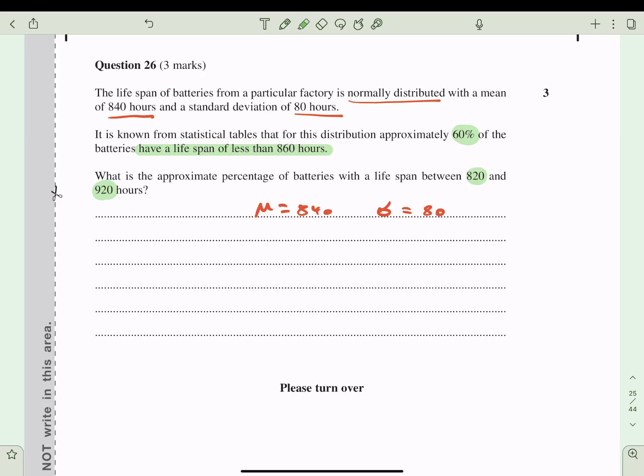So the first thing that should stick out is the fact that we have a normal distribution. So we should be graphing our bell curve here so we get a better understanding of the question. So 840 is here, and our standard deviation is 80. The next thing we notice here is that 920 is conveniently one standard deviation above the mean, because 840 plus 80 is equal to 920.